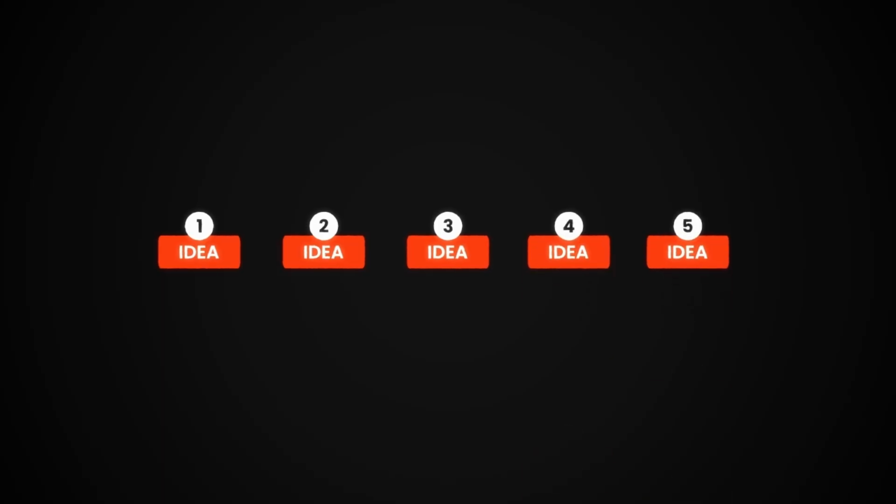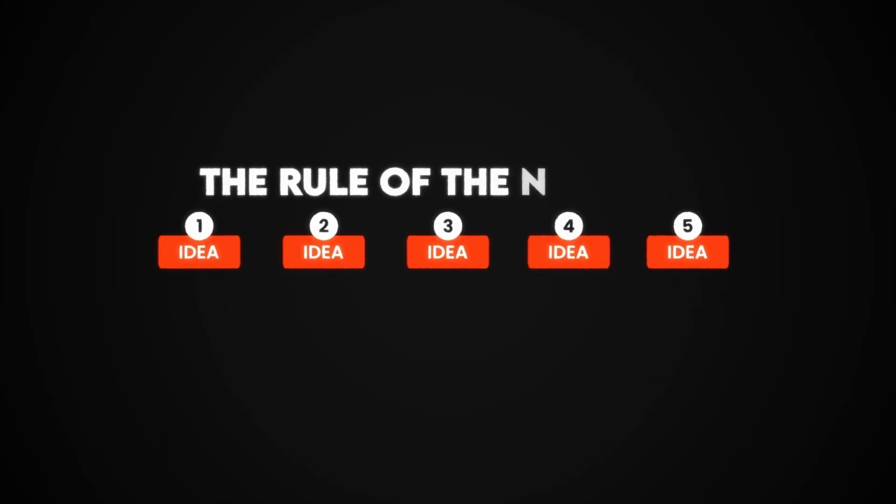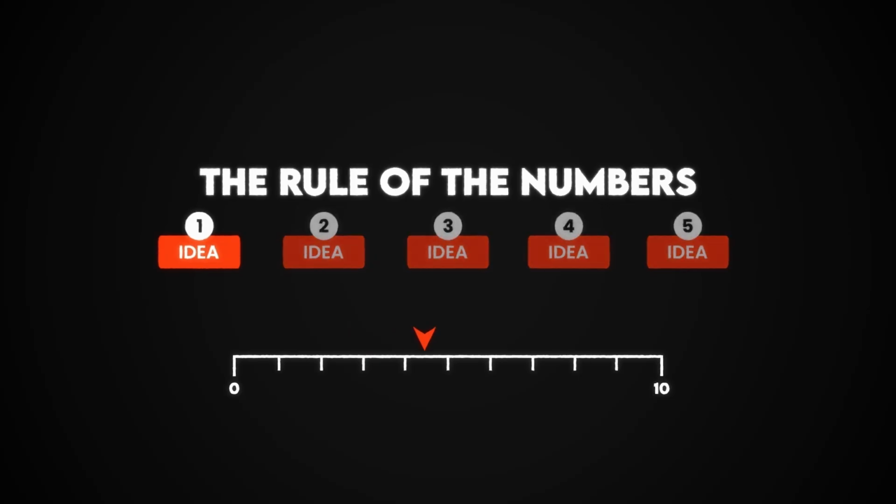So for example, let's say I have 1, 2, 3, 4, 5. And then all these ideas, what I'm gonna do is use the rule of the numbers. I'm going to note every single one of these ideas. So for example, let's say this idea is a 6 out of 10. The second idea is 3 because it's not really good, it's not really appealing. Then the third one is a 1.